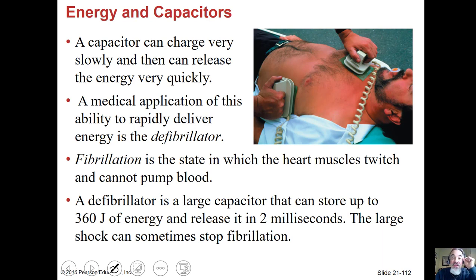So a capacitor can charge very slowly and then release the energy very quickly. Here's an application, defibrillator. So fibrillation is a state in which the heart muscle twitches and cannot pump blood. The defibrillator is a large capacitor that can store 360 joules of energy and release it very quickly, 2 milliseconds. So you probably have seen this on TV, charging, clear, put the pads down, release energy really quickly, 2 milliseconds. And then you have to charge it up again if you have to use the paddles again.